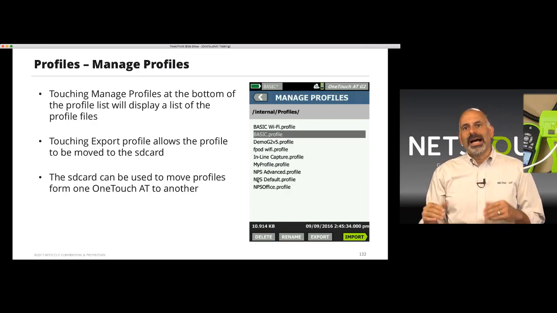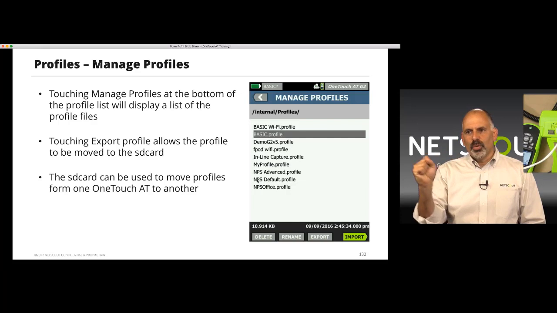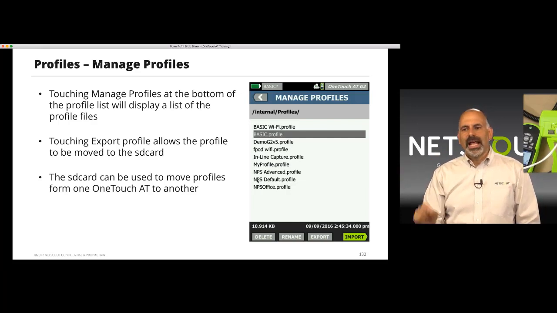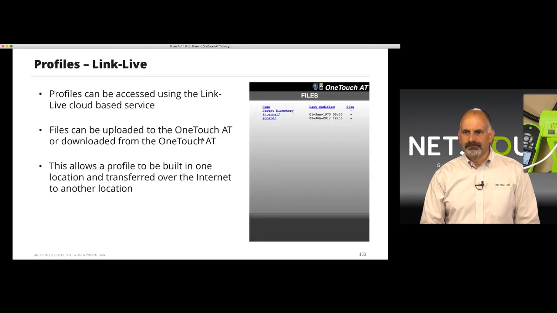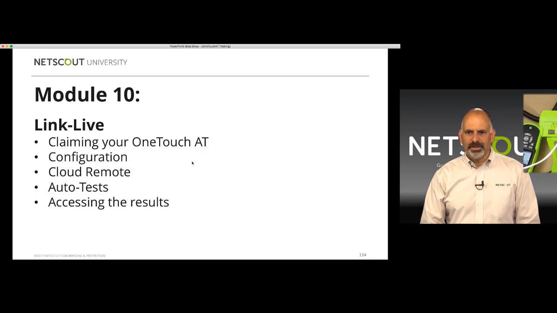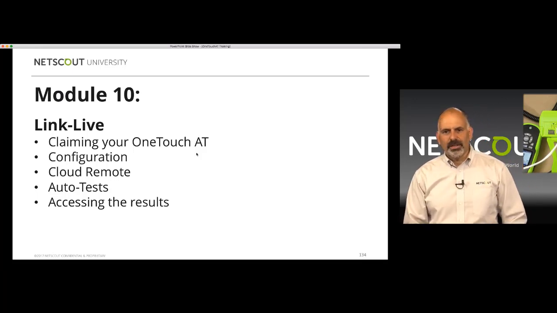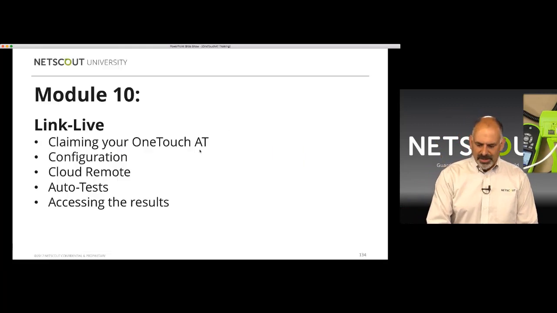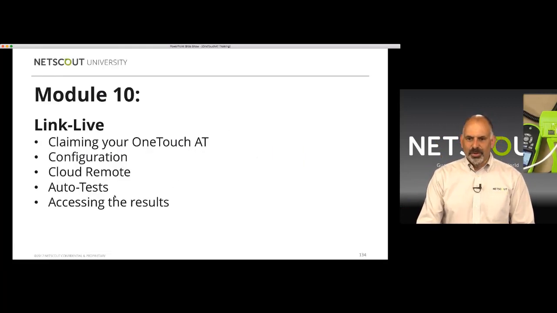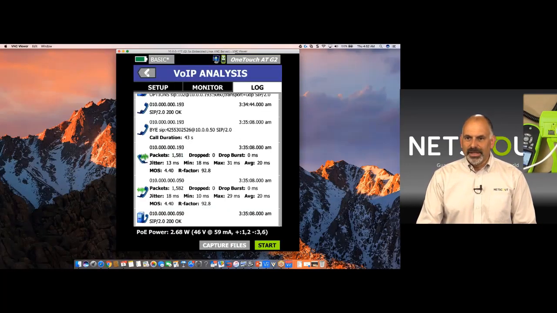Or better yet, I could claim all my OneTouches into Link Live. I could then upload the profile to each one of those into the profile directory, and that profile would show up. This allows me to copy profiles from one OneTouch to another. This is where I can go through Link Live and do that. Some of this we talked about already, like claiming.